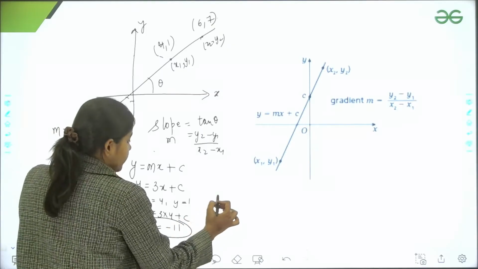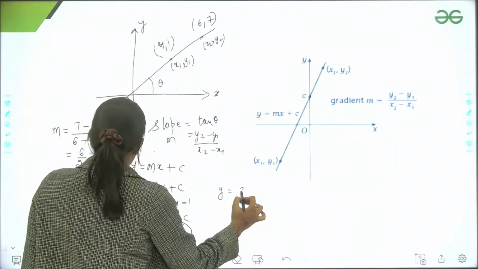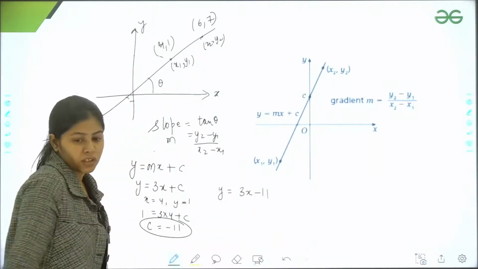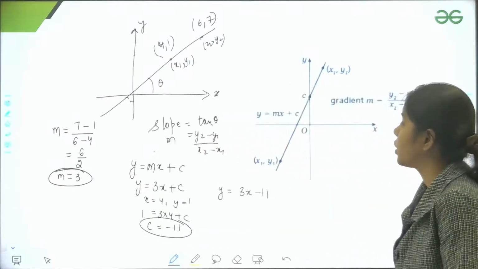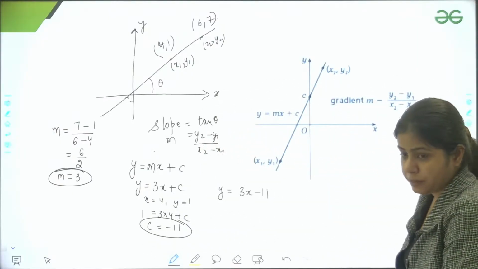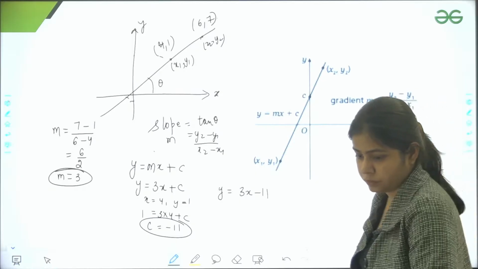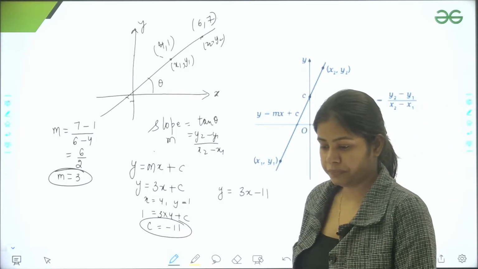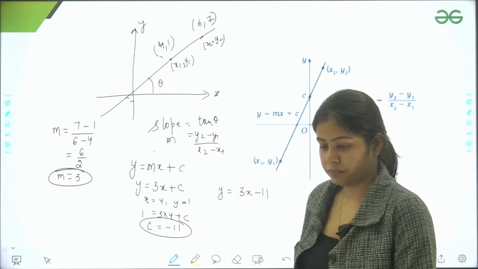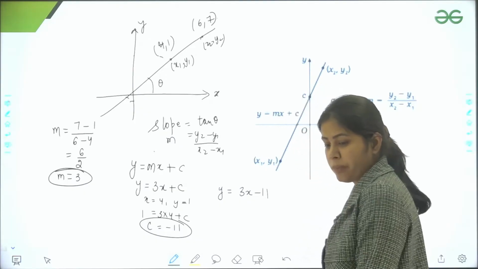So the equation of the line would become y = mx + c, where m is 3, so y = 3x - 11. Just let me know if anybody does not get it till now, how we have found the equation of a line. Let me know guys if this is clear for everybody.